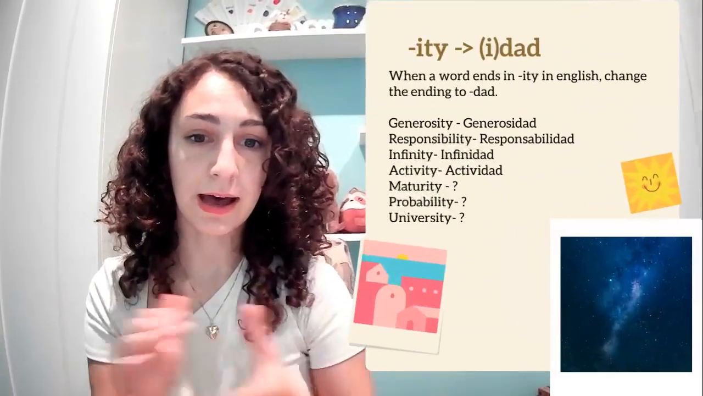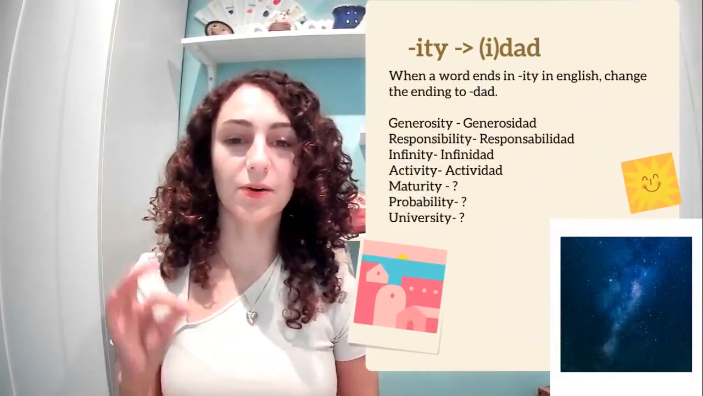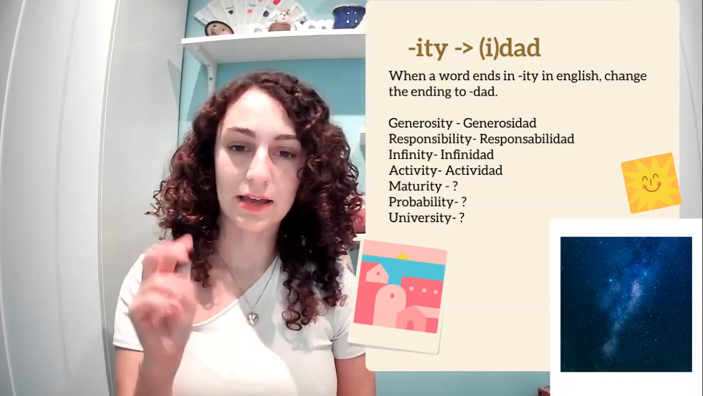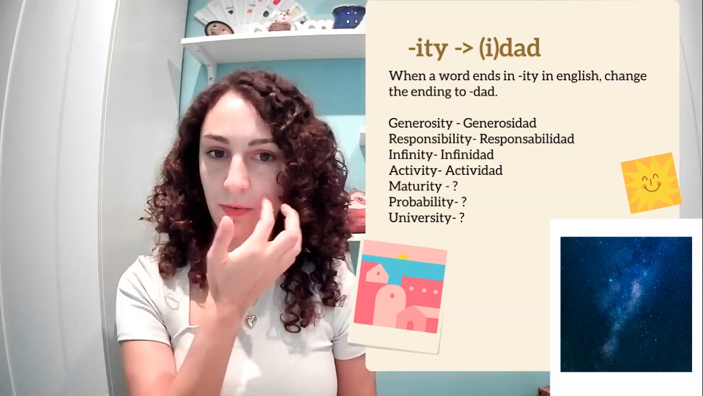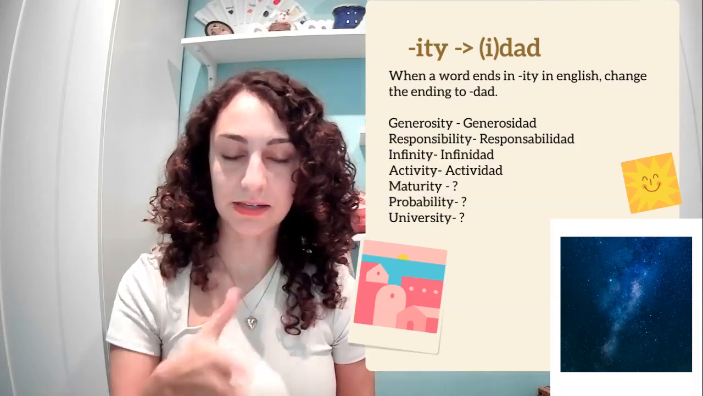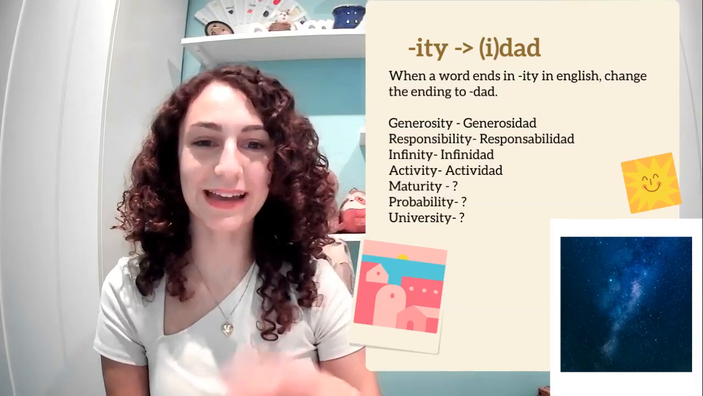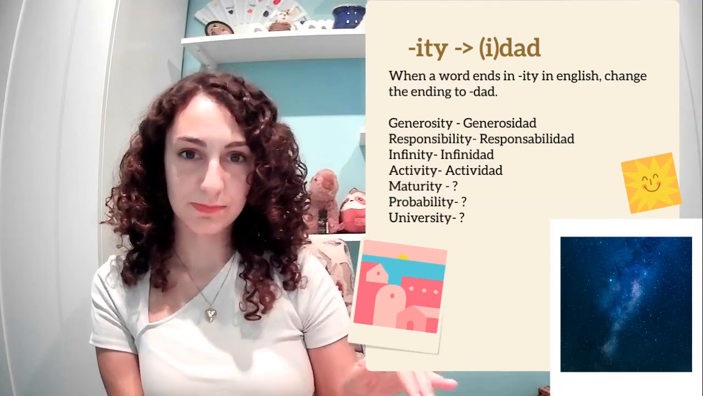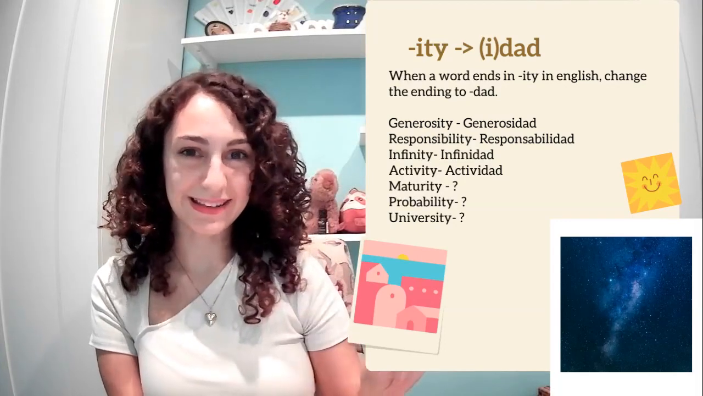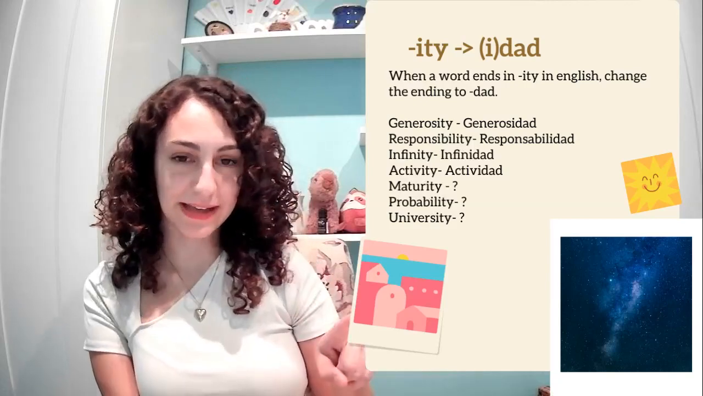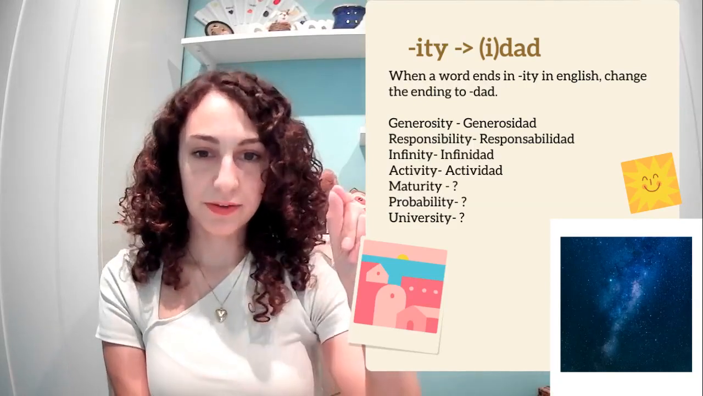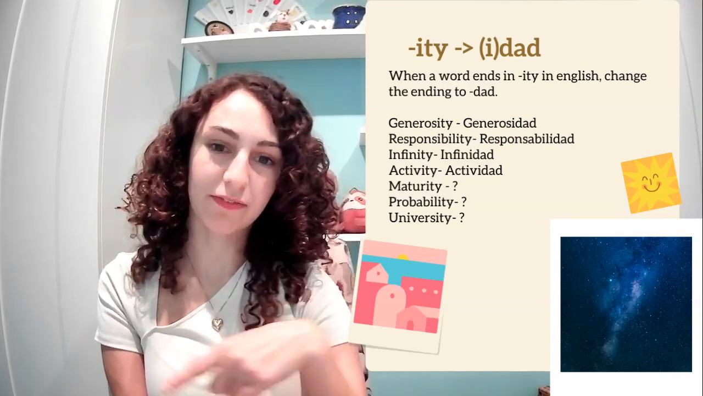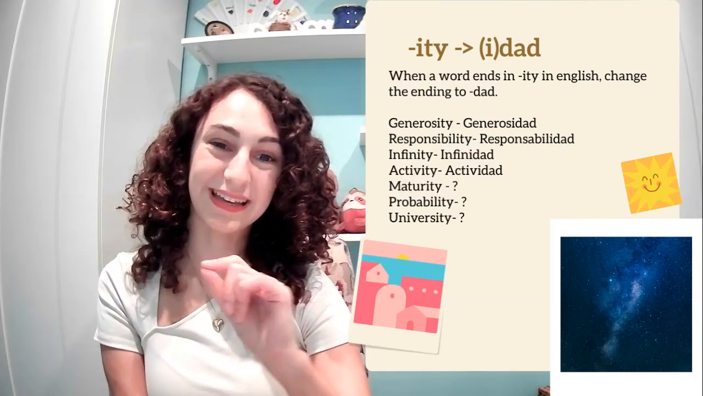Bueno, ahora estos. Okay, so if a word in English, maybe an adjective or I guess these ones are nouns, it depends. So like an adjective or noun, if it ends in ity, you just change that to dad or idad in Spanish. So I'll show you an example. So you have the stem, right? So if we take the word generosity, we would just cut off the ity and replace it with idad.